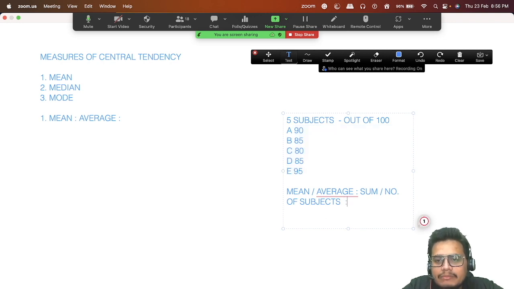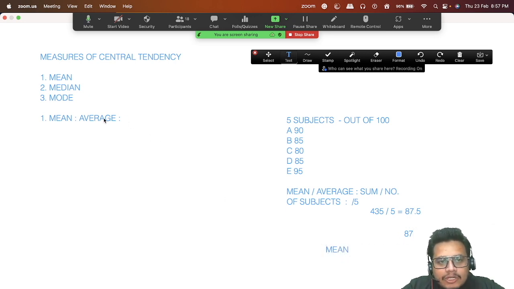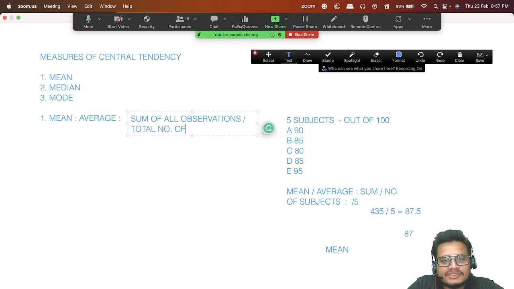बाय नंबर ऑफ सब्जेक्ट्स. यहाँ कितनी सब्जेक्ट्स हैं मेरे पास? 5 सब्जेक्ट्स है ना. इनका सम क्या आ रहा है? 435 डिवाइडेड बाय 5. इसकी एवरेज क्या आई? 87, राइट? सो दिस इज माय मीन. ओके, सो नाउ व्हाट इज द फॉर्मूला ऑफ मीन? Sum of all the observations divided by total number of observations.